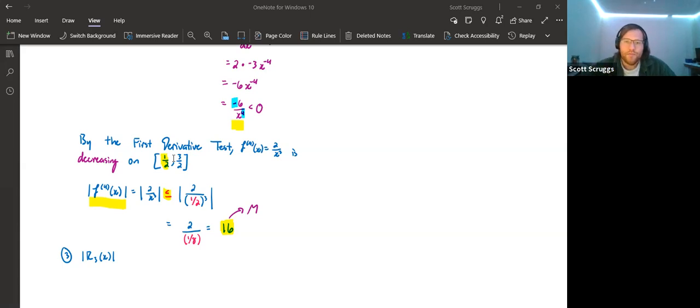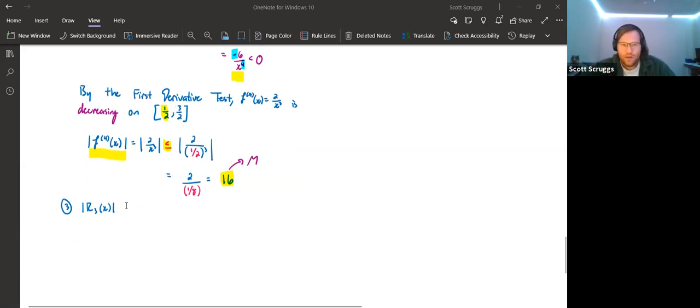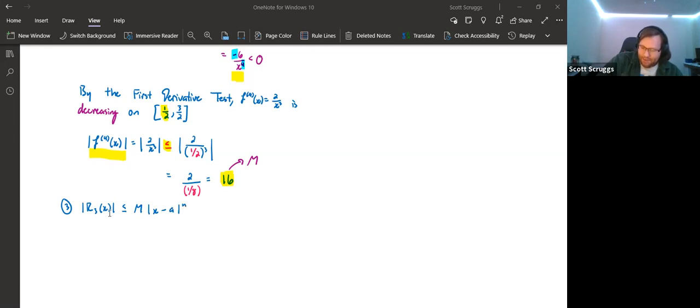And now we bring it home. Now we're estimating the remainder using the third Taylor polynomial. In general, that is less than or equal to M, absolute value of x minus a, to the n plus 1 power, over n plus 1 factorial. And keep in mind that the interval we're working with is 1/2 to 3/2.